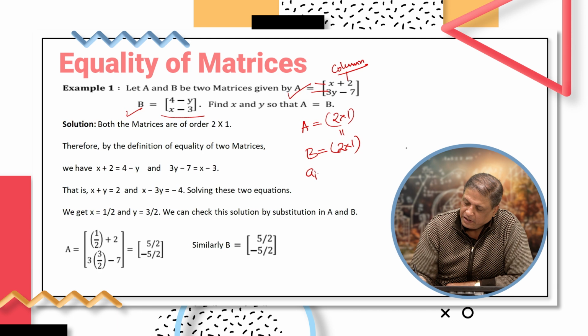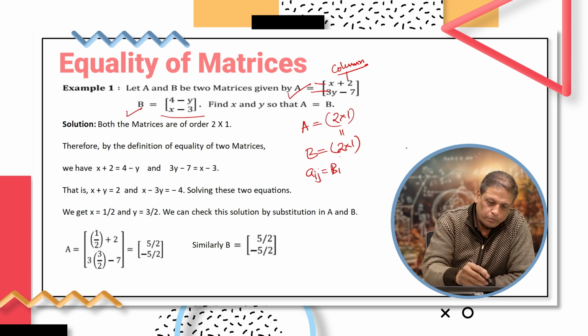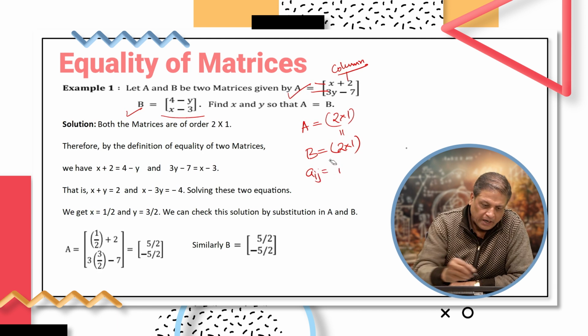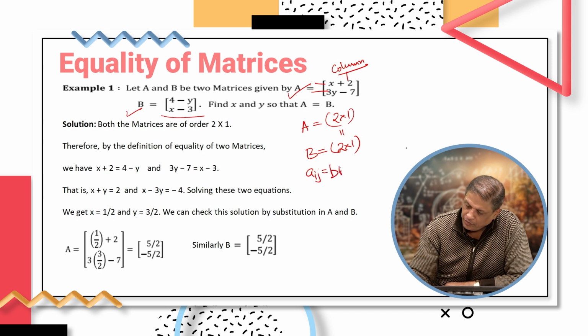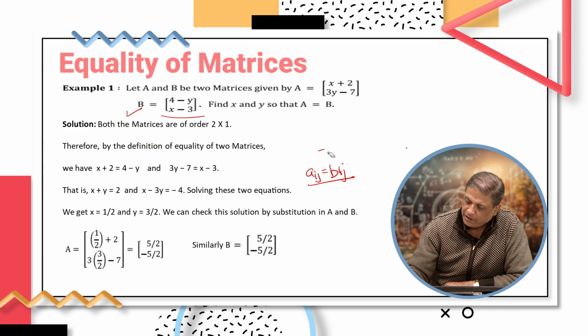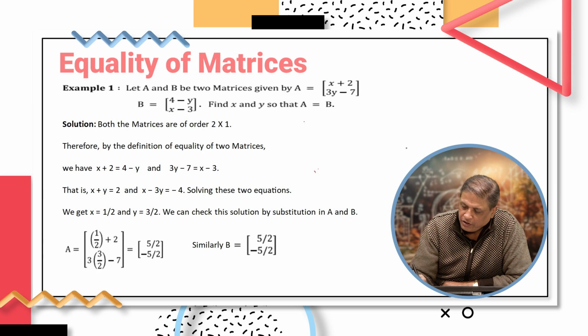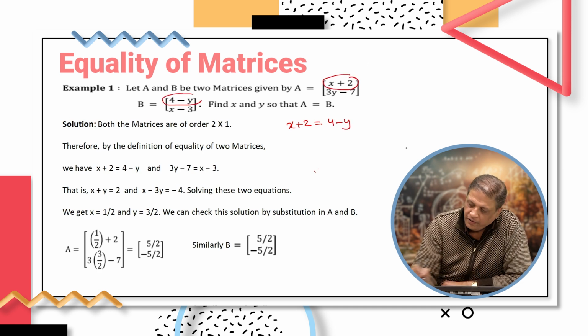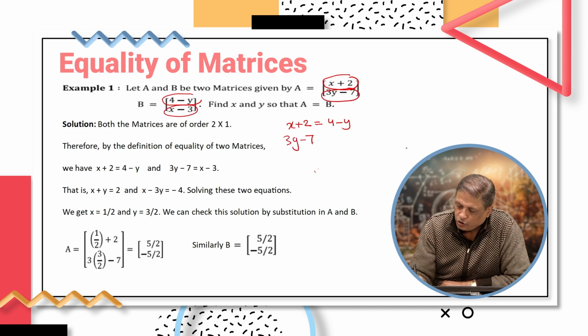That means Aij should be equal to Bij. When we apply this third requirement, we need to equate the values point-wise. That means firstly x plus 2 should be equal to 4 minus y. Similarly, 3y minus 7 should be equal to x minus 3. So, these are the equations.